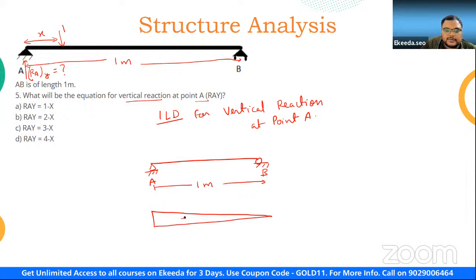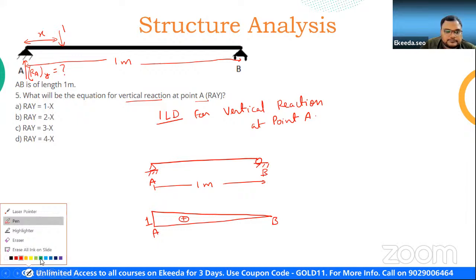So for drawing the ILD for the reaction, using the Muller-Breslau principle, I can determine it. Let us say this is 1, and this is point A and this is point B, right? So what will be the equation for the vertical reaction at point A? For the vertical reaction at point A, the influence line diagram is like this. So how have I drawn this influence line diagram? I will take a unit load.